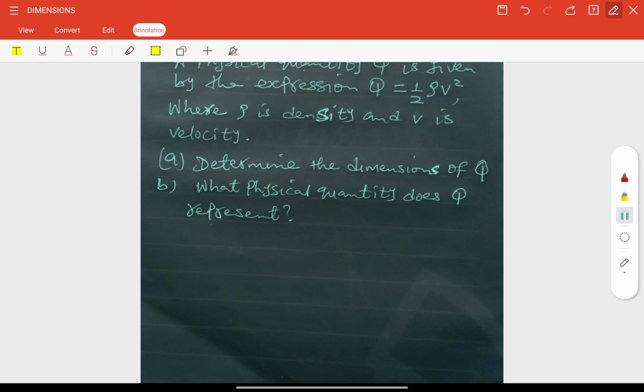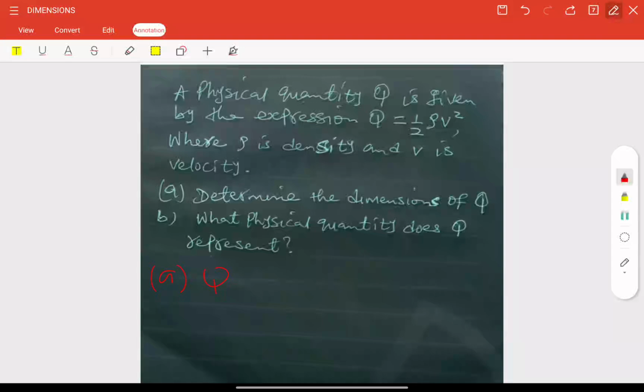Okay, so we go like this. We start with A, to find the dimension of Q. Question A. What you need to do here is to bring down the formula for Q according to this question. Q is equal to half rho v squared. We are told that rho is density and v is velocity.